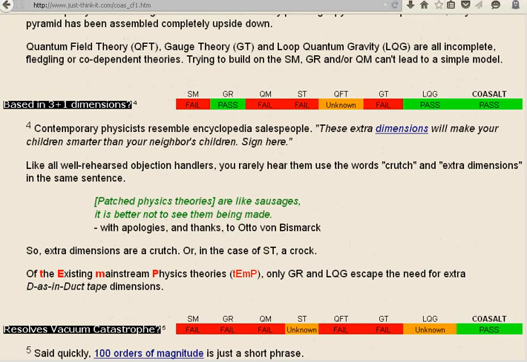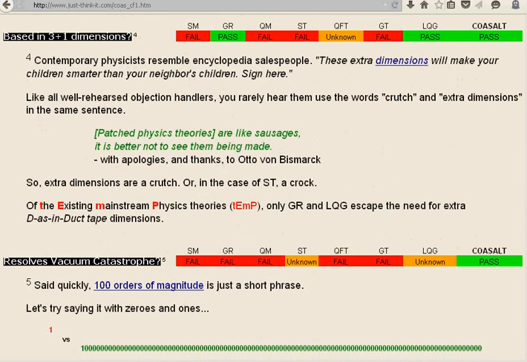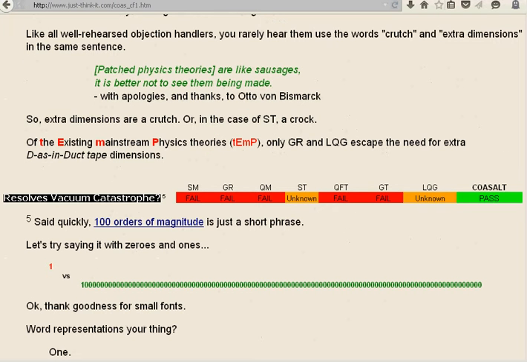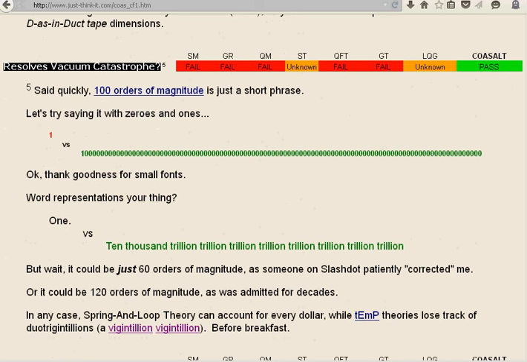Number 5. Does the theory or model resolve the vacuum catastrophe? Said quickly, 100 orders of magnitude is just a short phrase. Let's try saying it with zeros and ones. So imagine a number 1 versus a 1 with 100 zeros after it. Thank goodness for small fonts. Word representation your thing? Compare 1 versus 10,000 trillion.